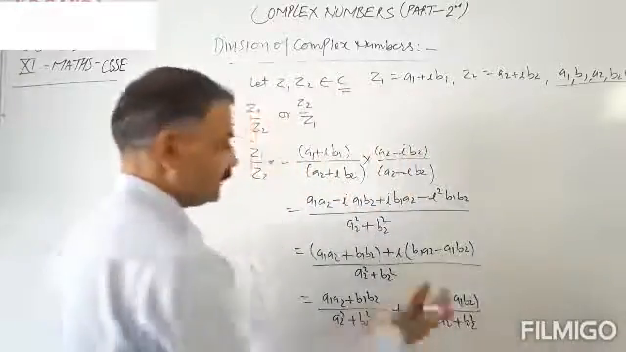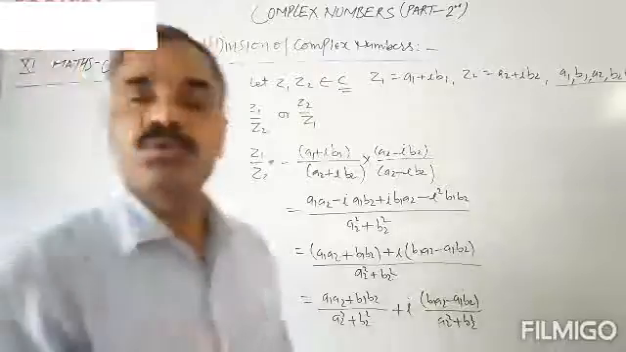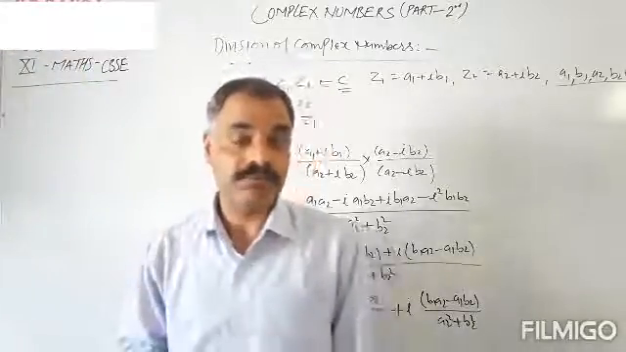So this is the division of two complex numbers, Z1 upon Z2.